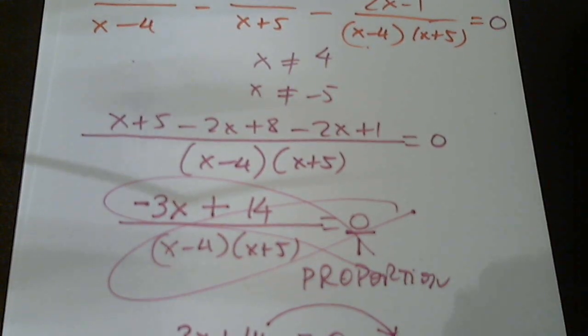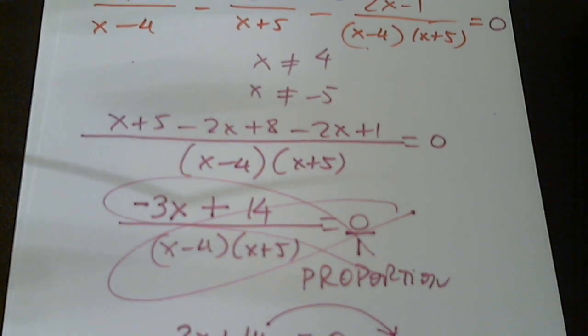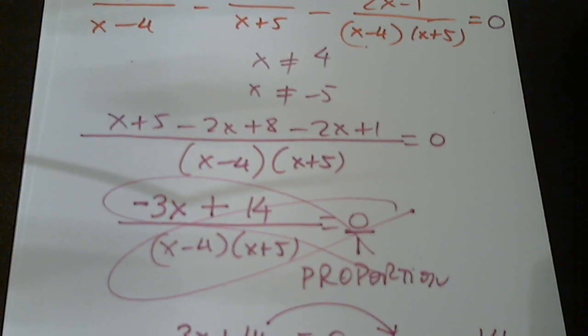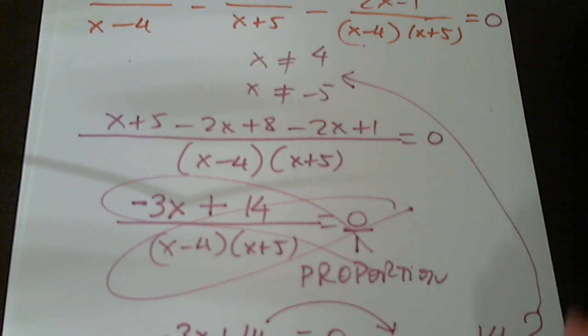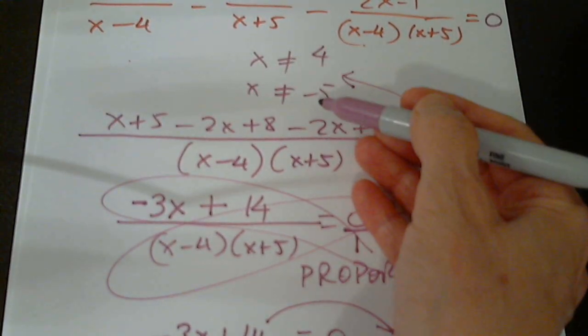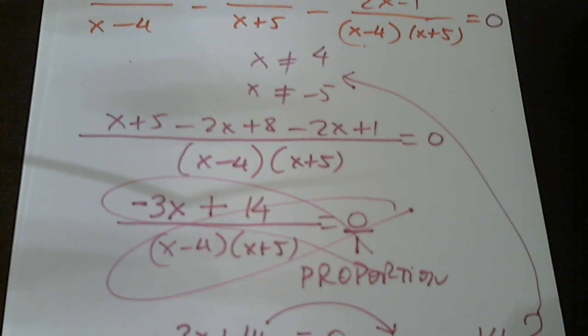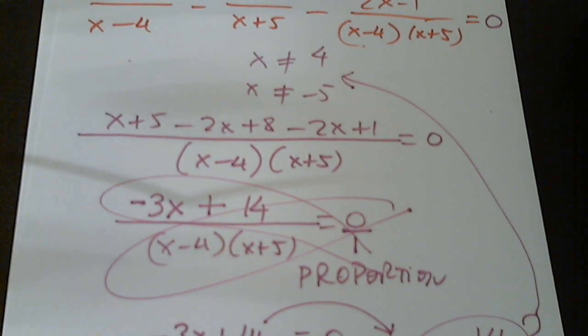Negative 3x equals negative 14. And then x equals 14/3. That's it. My only concern is, is this on this list? Because if it is on this list, I'll say no way, no solutions. Is it on this list? No. So this is the answer. Any questions?